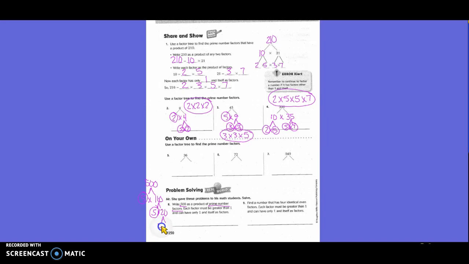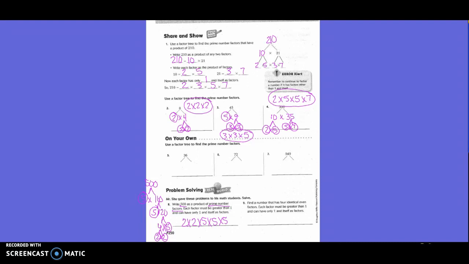4 times 5. Is 4 a prime number? No. Is 5 a prime number? Yes. So 4 I'm going to break into what? 2 times 2. Is 2 a prime number? Yes. So I'd circle both of those. So what are my factors? 2 times 2 times 5 times 5 times 5.